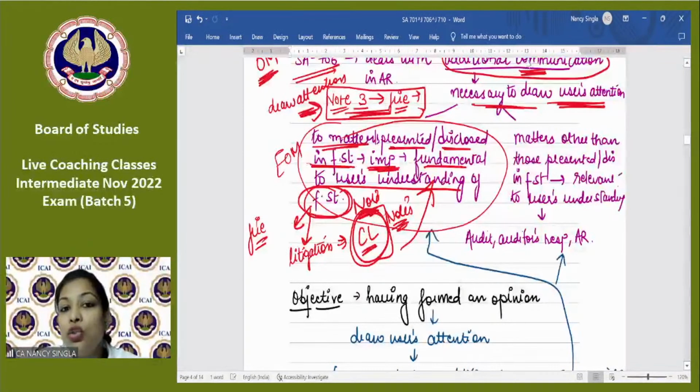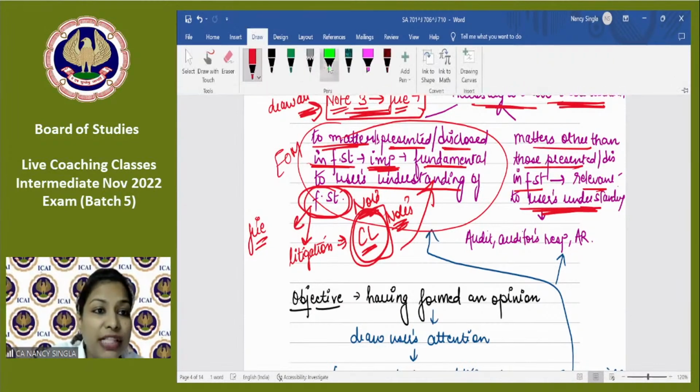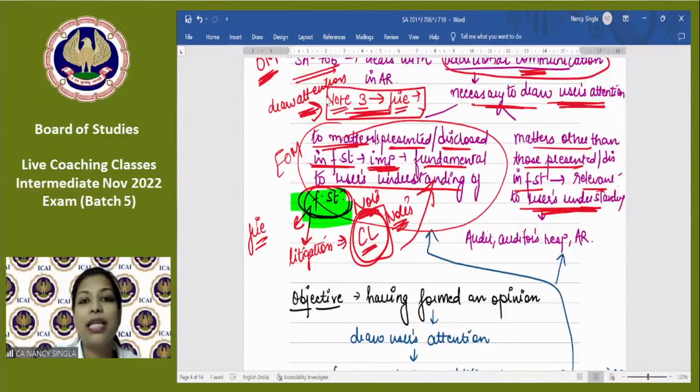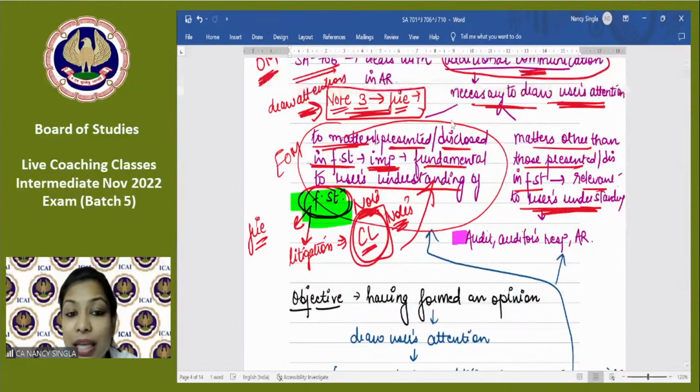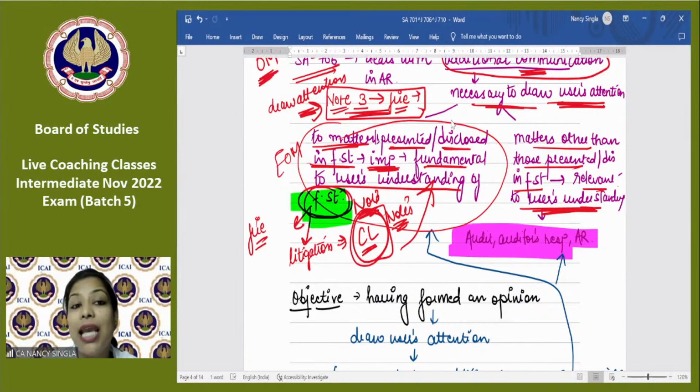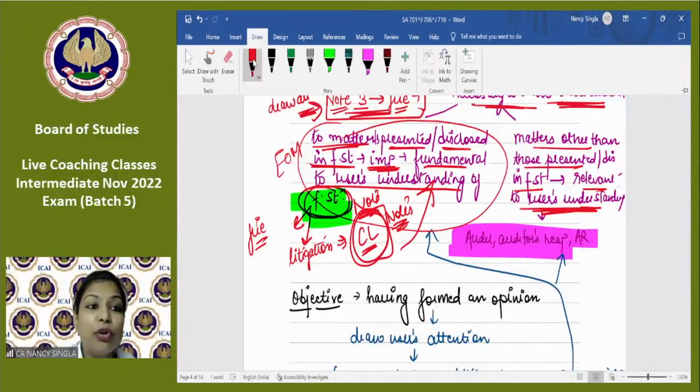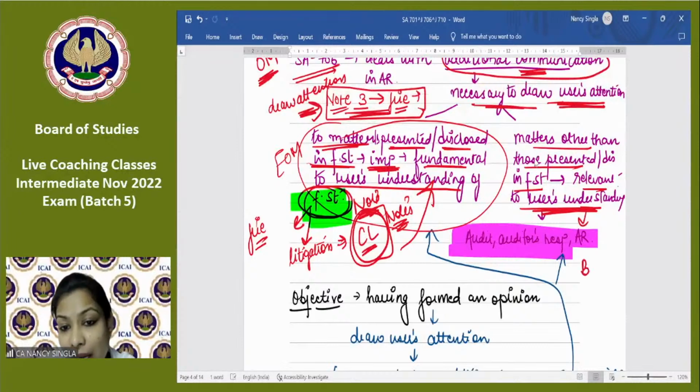Now here, the matters other than those presented which are relevant to the user's understanding. Here the word was what? Financial statement. We need to understand the financial statements, that is why we are telling them that a fire broke out, or that there was litigation and a provision was made for contingent liability. And here what are we telling? The user's understanding of audit, auditor's responsibility and audit report. I gave you an example of what? That the branch audit or the component audit was not done by me. We write that.